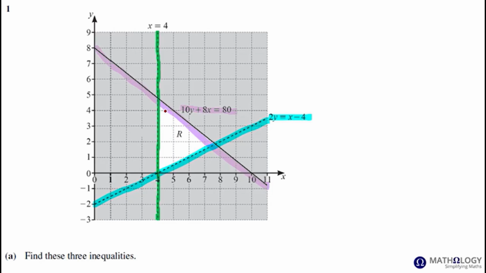So clearly R lies to the right of the green line, so we indicate that by making markings to the right of that line. R lies above the turquoise line, so we make a marking accordingly above that line. And R lies beneath the purple line, so we make markings accordingly on the diagram. Now we're going to interpret what this all means.